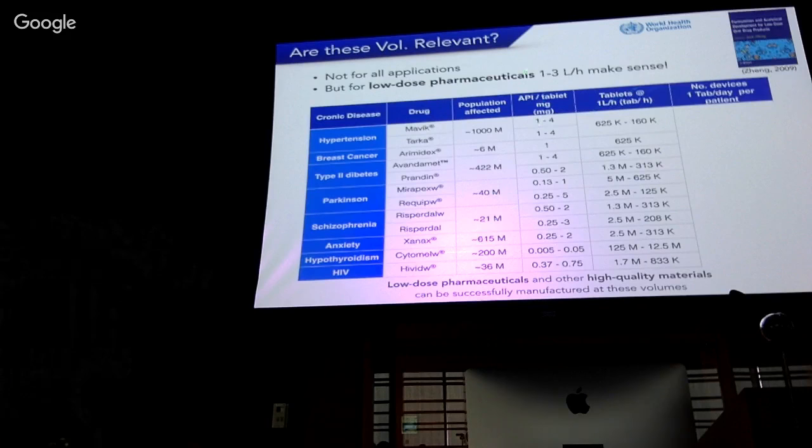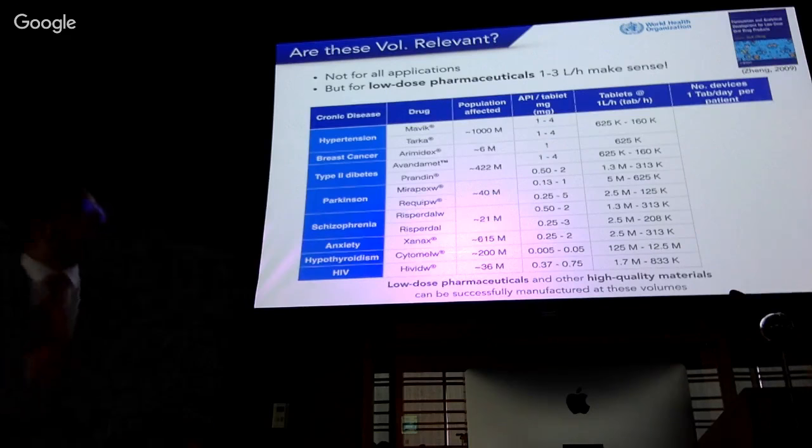And then we see that the active pharmaceutical ingredients per tablet is in the range of a few milligrams to micrograms. So with 1 liter an hour of our devices, we can create up to 625,000 of these Mavic tablets. And you can create, even in some cases, millions of tablets in 1 hour.